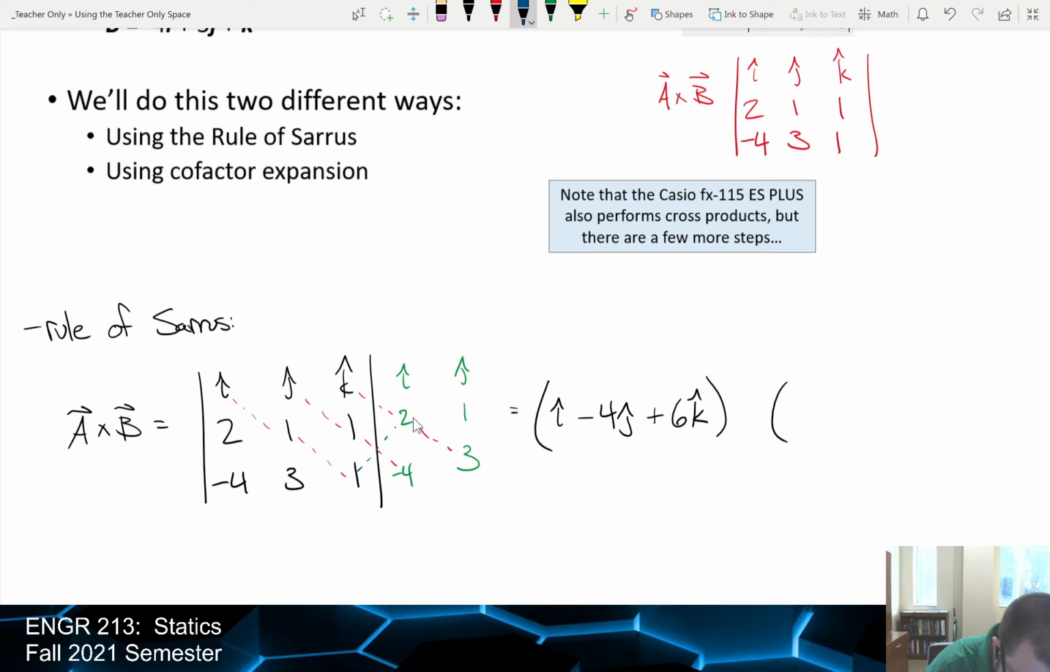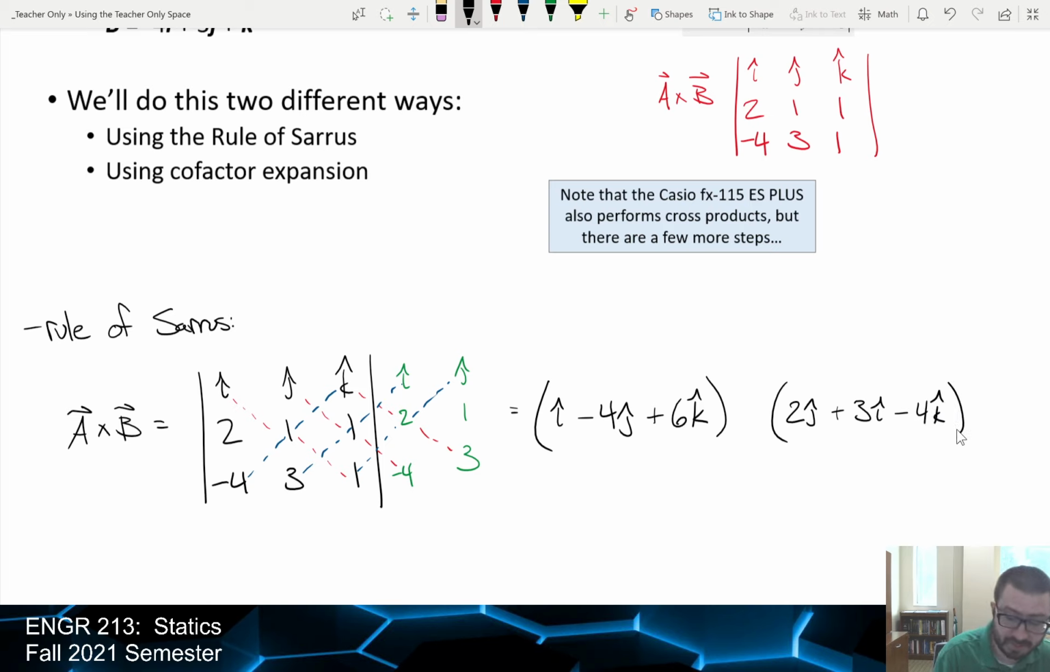Then what you do is you take the products going the other way. So we're going to do this, this, this, okay? So let's do that. So what do we have? We'll start at the right and work our way over. So j times 2 times 1 is 2j. i times 1 times 3 is 3i. And then k times 1 times negative 4 is negative 4k.